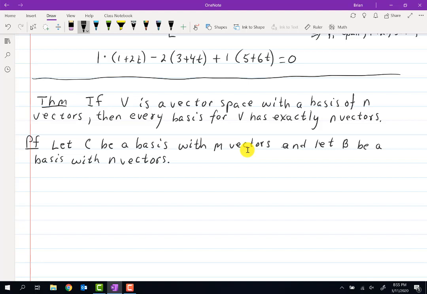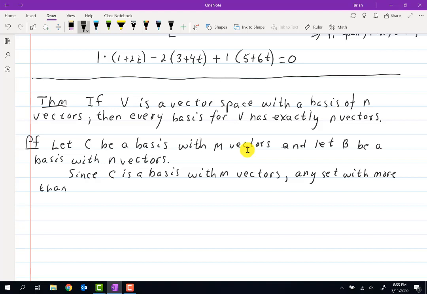So since C is a basis with m vectors, any set with more than m vectors is linearly dependent.